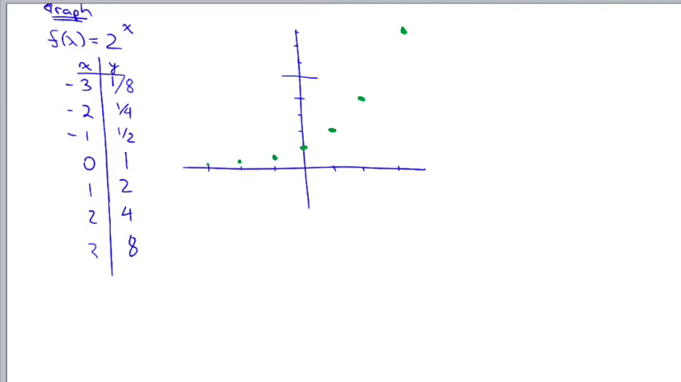-3 and 1/8, a little, half the distance to the x-axis. That's the best way to describe it. Half the distance to the x-axis. So the easy part of this graph is the right-hand side. We can kind of, oh, by the way, these are distinct points.